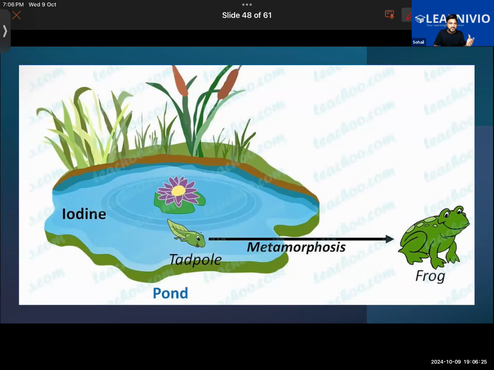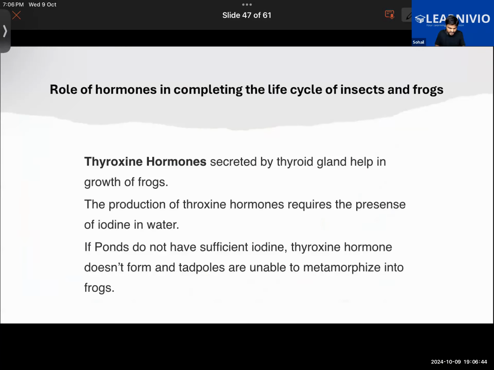Whether it be metamorphosis in the frog or in the insect, particularly in the case of the frog, the thyroid gland is found in their body also. The thyroid gland, as we know, secretes the thyroxine hormone. And for thyroxine hormone, iodine is required. For production of thyroxine hormone, iodine is required. Getting it now? Yes, sir, there's a spelling error here. Okay, so that is required.